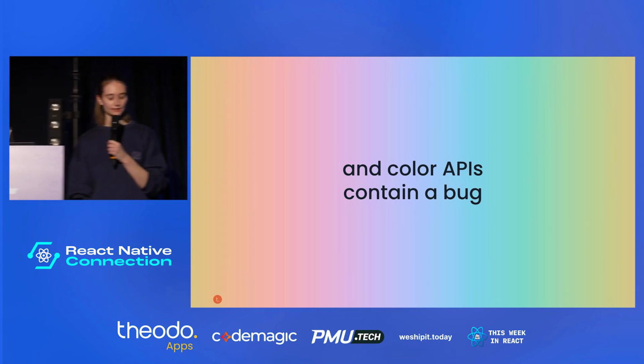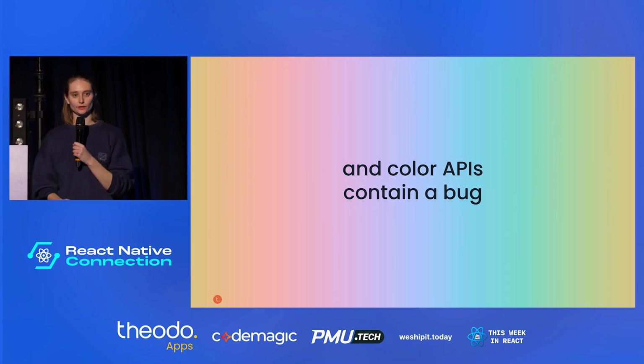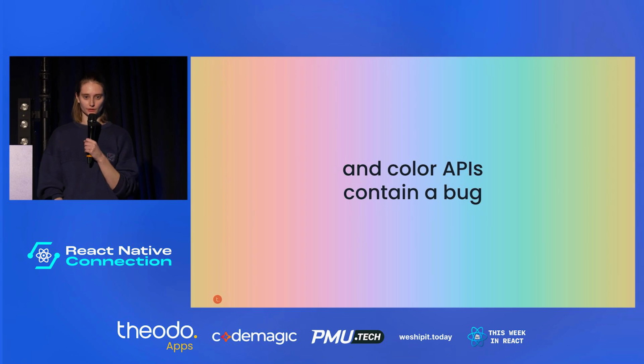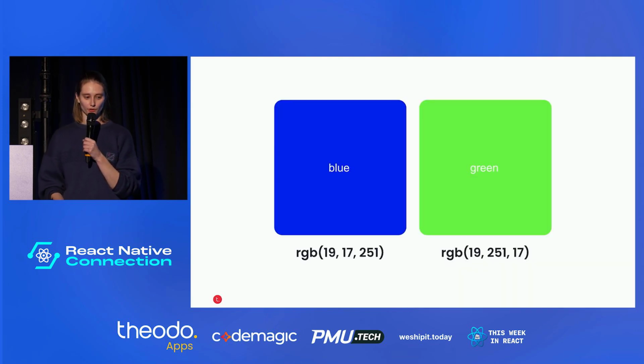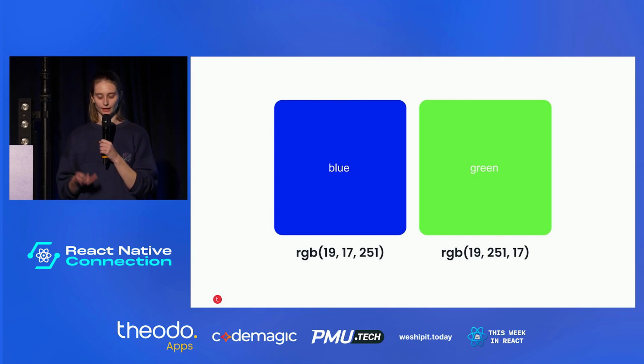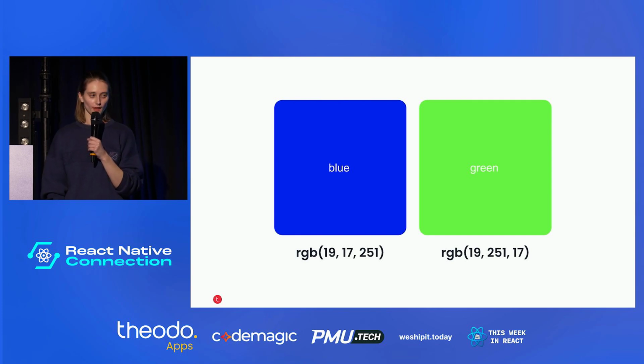If we go back to our accessibility problem, actually the color APIs we have in React Native contain a bug. Here we have our blue, and it can be expressed through different APIs: RGB, Hex, and HSL. If we take a closer look at what RGB is, you can see that we have 3 numbers, and each one of them represents a proportion of color. Now we compare it with our green button, and we have no way through this API to know which one has a lighter shade and if it's accessible or not.